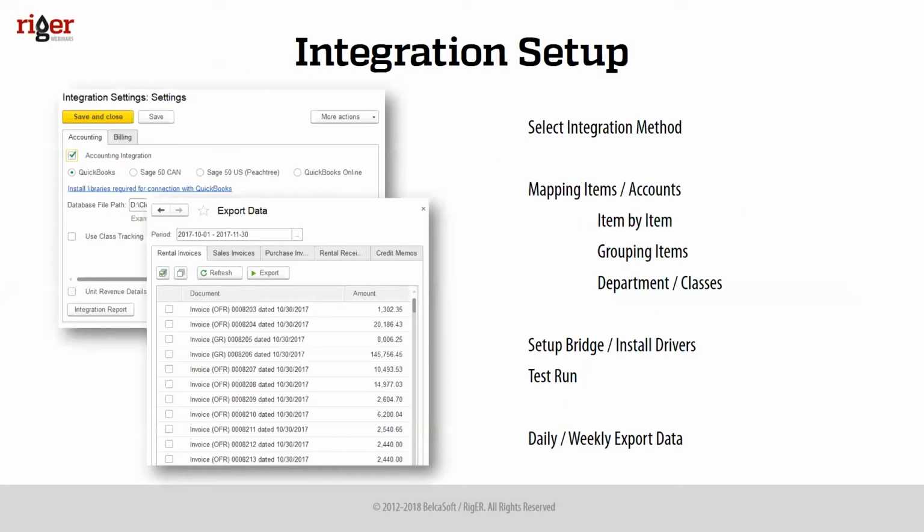So how does the integration setup look in RigER? We select an integration method because for some applications we have different methods depending on what kind of technical requirements and limitations we have. After that, we do mapping of items and accounts. It could be item by item, say, an item in RigER and an item in QuickBooks. Then it could be another approach, one-to-one and one-to-many, where we can connect one item in QuickBooks with many items in RigER.